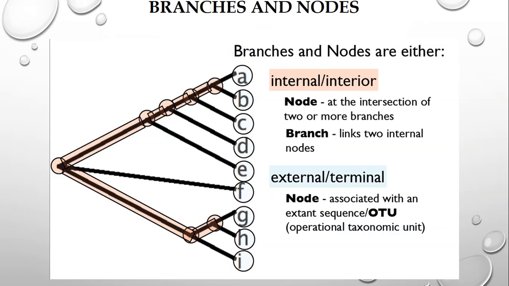Okay. A classical tree should have nodes. We talked about nodes and it should have some branches. Okay.